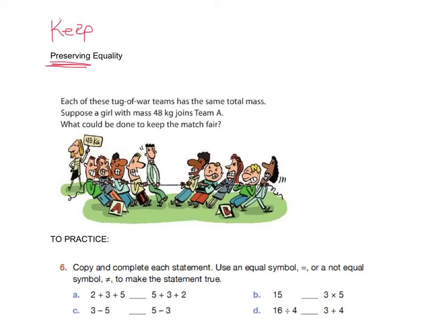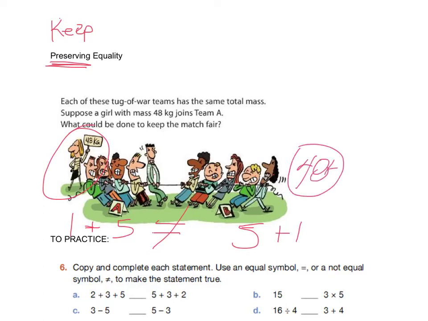Here we have some tug-of-war teams. At this point, they have an equal mass. Looks like we've got 5 people here, 5 people here. If we now add one more person over here, 48 kilograms, are they still going to be equal? Well, 1 plus 5, is that still 5 people? No. 5 people over here? No. Even if we assume they all weigh the exact same weight, we can see that that will not be preserving equality. So in order to preserve equality, we would have to add another person over here of the same weight. So we would have to add another 48 kilogram person here, assuming they're all 48 kilograms perhaps, in order to preserve or keep that equality.